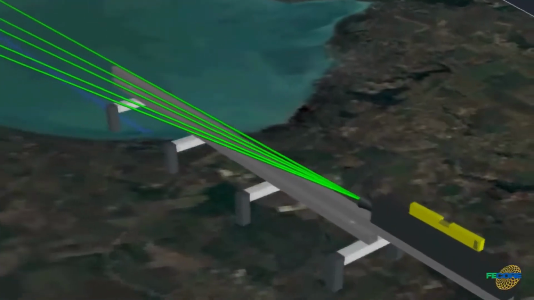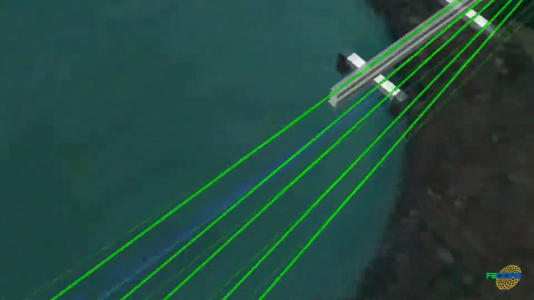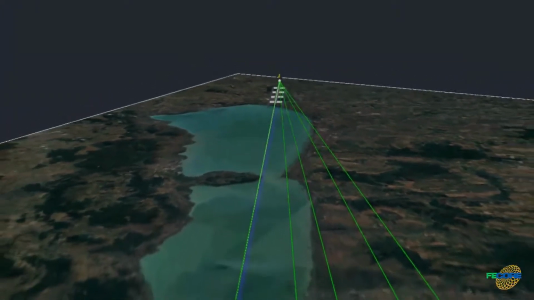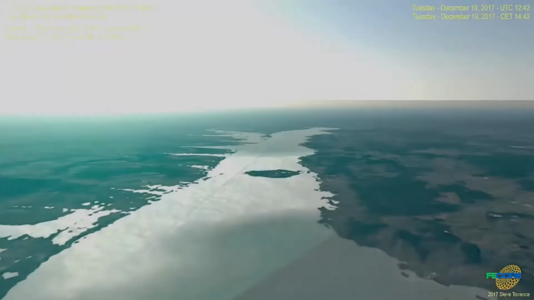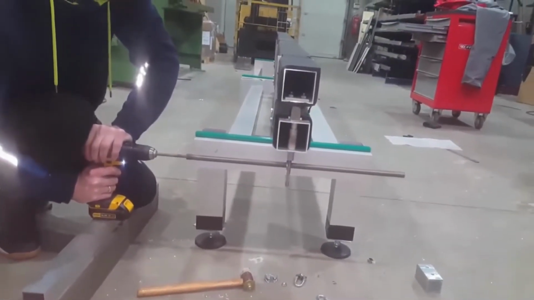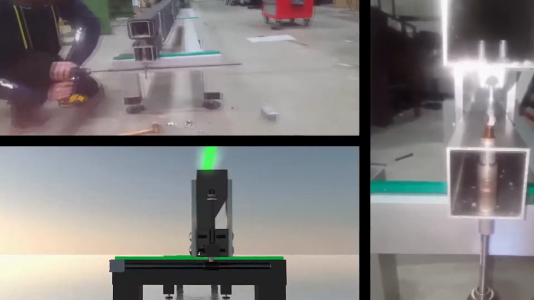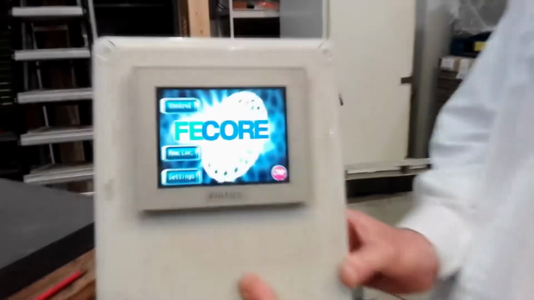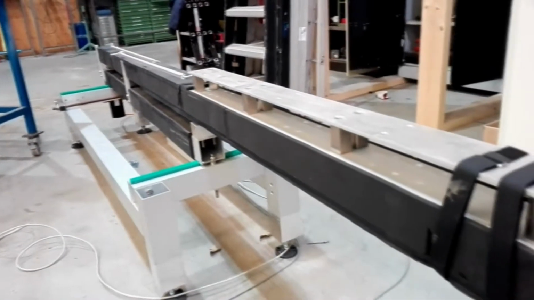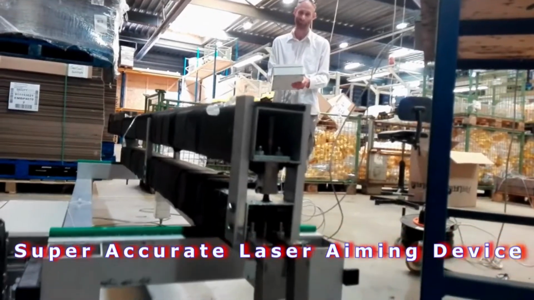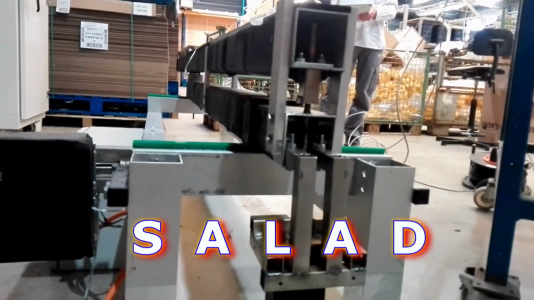According to the plan, the observation team would keep contact with the laser position as they walked across the ice while taking laser height measurements at the previously planned positions. The first objective for the Balaton test was to design and build a laser aiming device which could make a 41-mile, 67-kilometer observation possible. Mike, FECORE's president, took the assignment. He designed and built a laser mount capable of extremely fine adjustments for both the tilt, which is the vertical motion, and for panning, the horizontal motion. The result was the Super Accurate Laser Aiming Device, or SALAD for short.